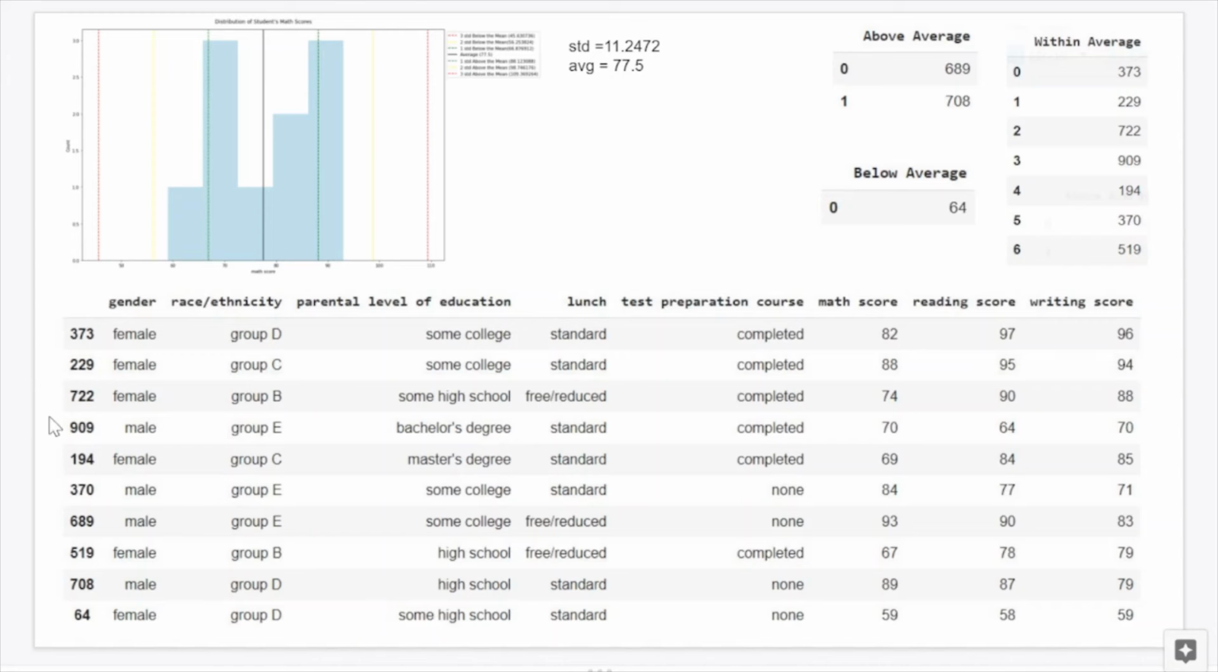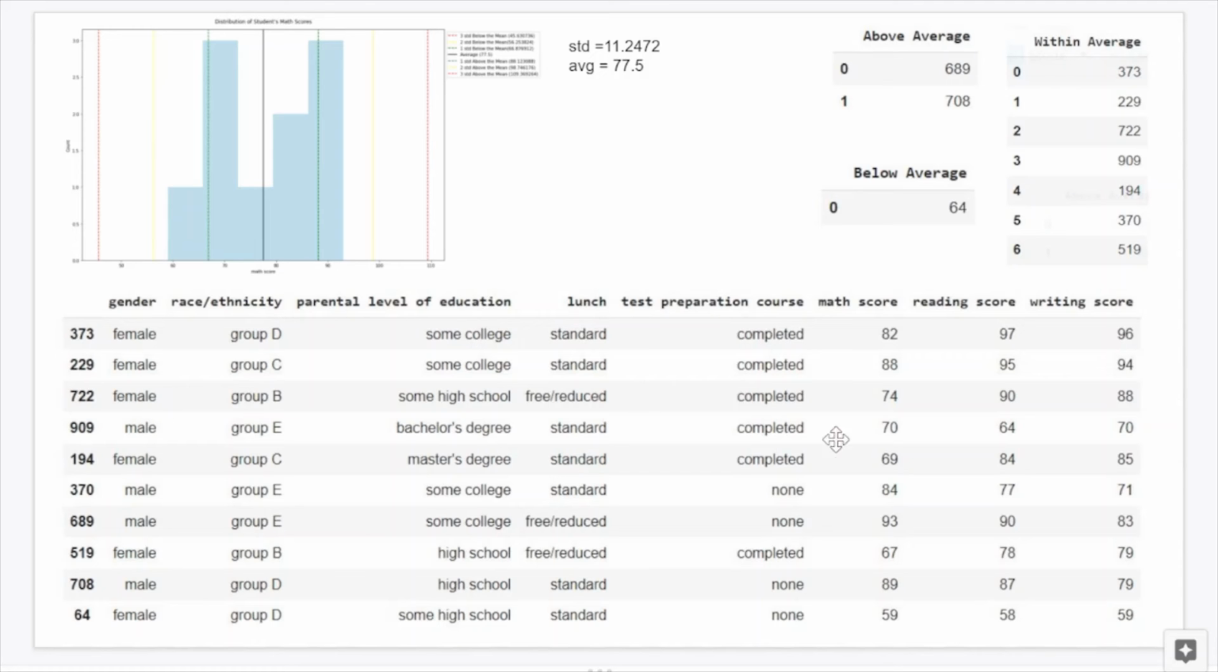because they are within 1 standard deviation above the mean. Student 229 got a score of 88. Now, if you take a look at 1 standard deviation above the mean, it's actually 88.12, so 88 is right before that 1 standard deviation line. So student 229 is actually within average, very close to being above average, but didn't quite make it. Literally by like 0.12 points. So student 229 is within 1 standard deviation of the average, right?